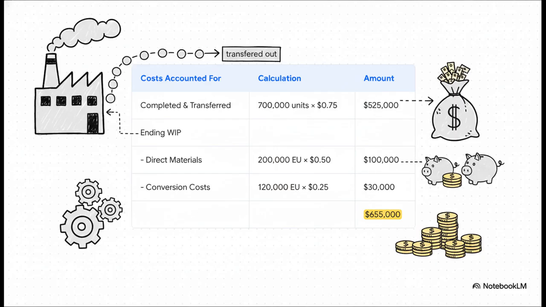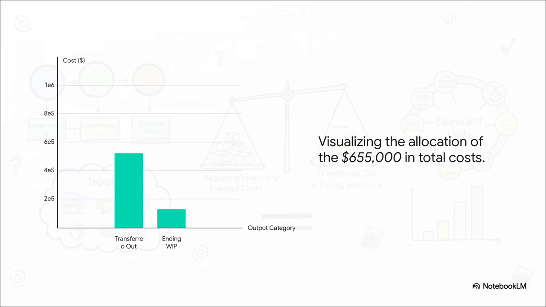Now, for the final check. What's $525,000 plus $130,000? It's $655,000, and that, you'll recall, is the exact total cost we needed to account for. Everything balances perfectly. This bar chart gives us a really clear visual breakdown of that reconciliation.